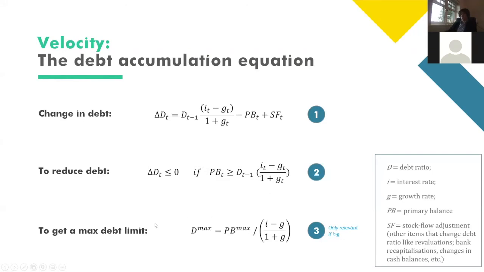Another interesting thing here is if you assume that there is some reason that you can't run primary surpluses beyond a certain level, so if you have political or economic factors that mean you can't get to very high levels of surpluses for a long period of time, then you'll find that there's a given maximum debt ratio that can be obtained. And that's only relevant in the world where interest rates are more than growth rates. If interest rates are less than growth rates, there is no limit beyond which things become explosive. So this only matters in that world.